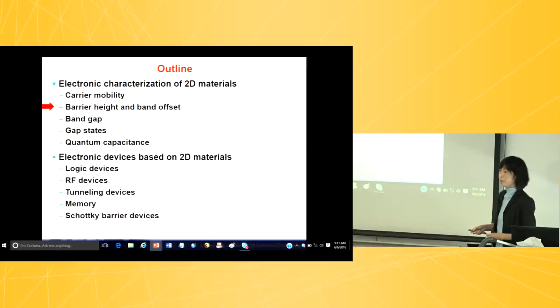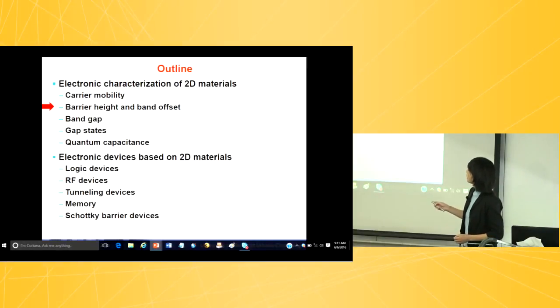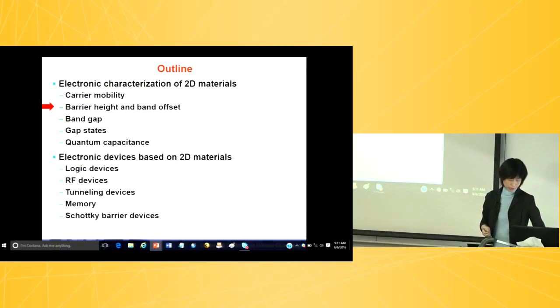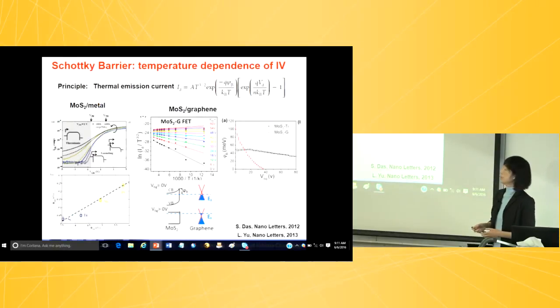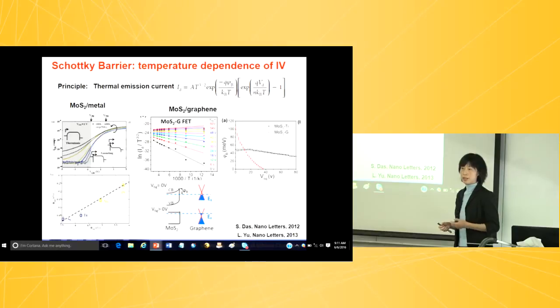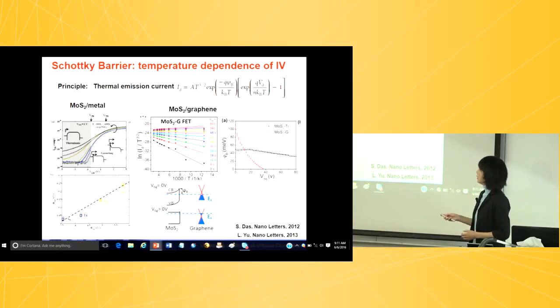That's for mobility calculation. Now we'll discuss the barrier height and band offset in 2D materials. If we put a metal on top of 2D materials, such as TMDC, then we can form Schottky barriers. The band offset between the metal and the TMDC can be measured by temperature dependence of IV.